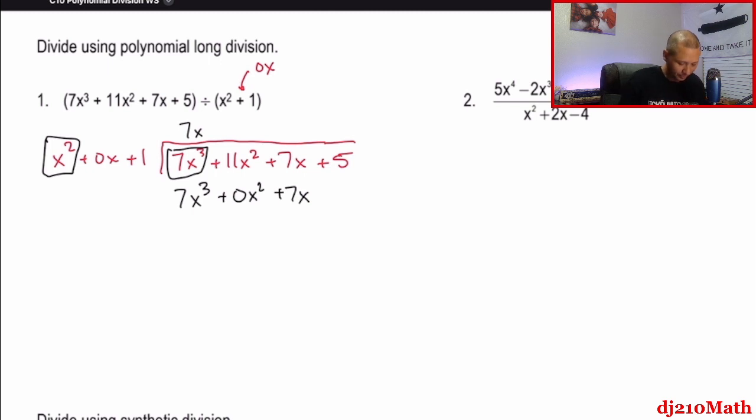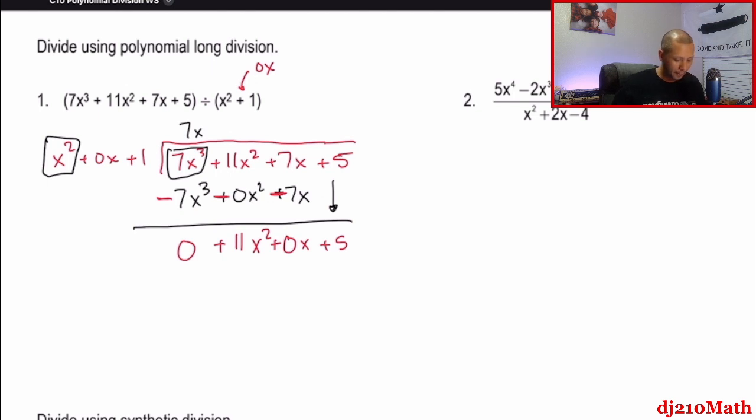So we subtract. So this is going to be flipping the signs of everything. So negative, negative, negative. Adding downward, we're going to get 0. That's what we expected to happen. That's supposed to be that way. 11 plus 0 is plus 11x squared. 7 minus 7 is 0x. I need that 0x to be here. Then we need to bring down the 5. So plus 5.